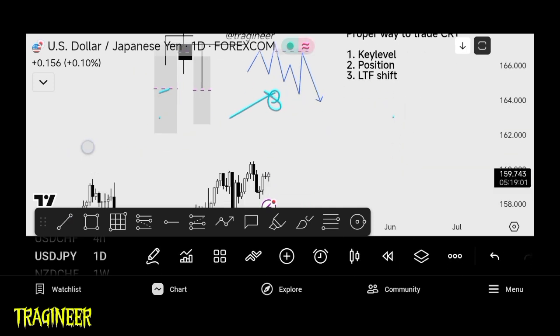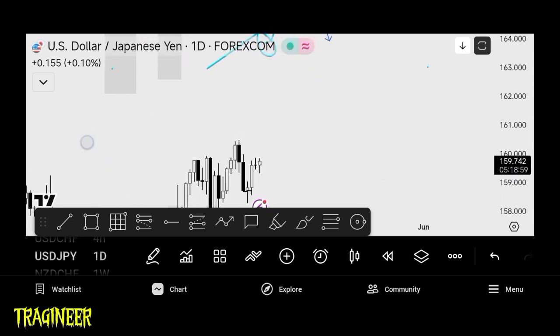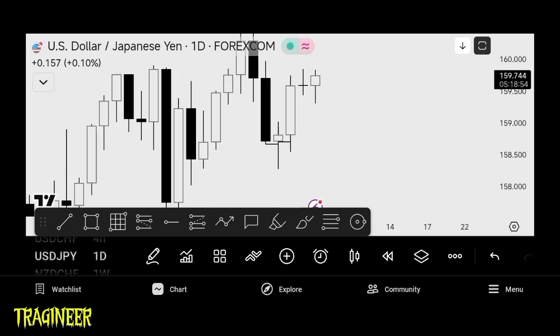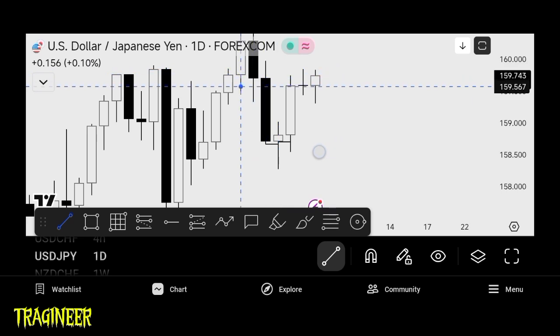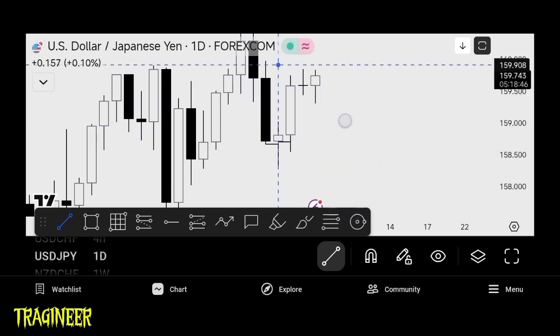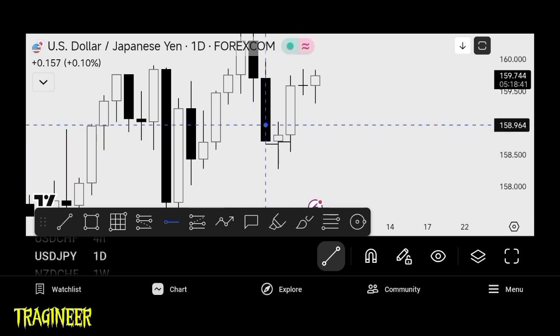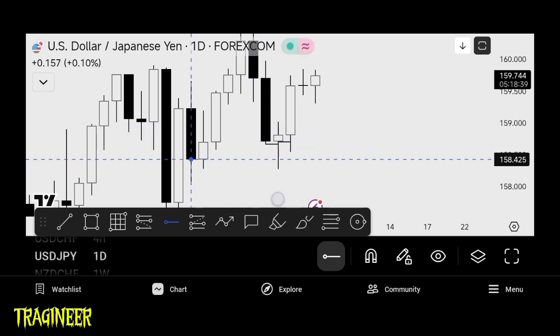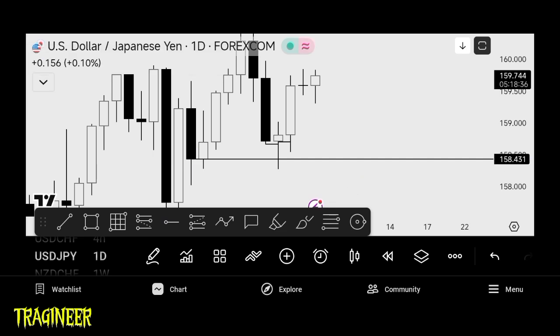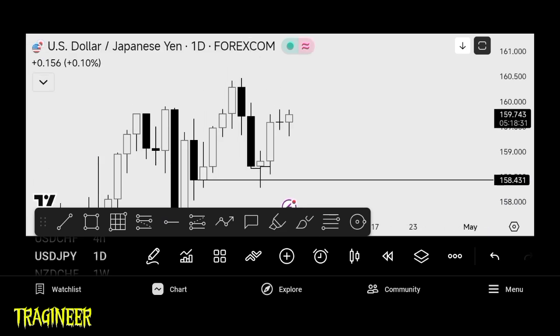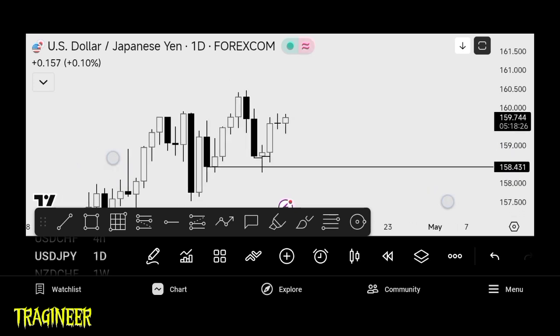So let's look at an example, using USD JPY as an illustration. We can obviously see the formation of a morning star candle or a CRT candle. And what else can we see? We can see that this CRT is coming from what? A significant key level. This key level is actually very, very significant. In our subsequent videos, I'm going to teach us how to spot significant key levels, okay? So this key level is significant.